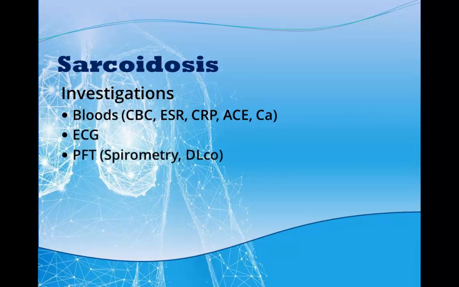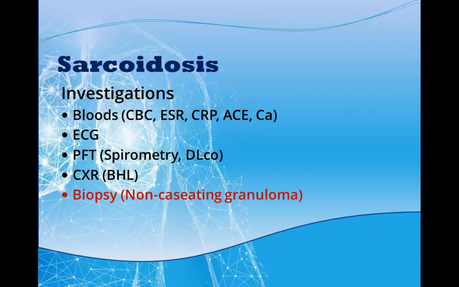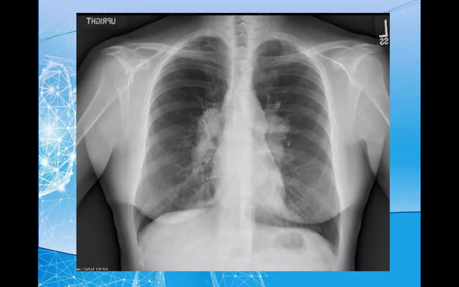Pulmonary function test will show a restrictive pattern. Chest X-ray is the best initial test as it will show us the bilateral hilar lymphadenopathy. And finally, biopsy is diagnostic and will show the non-caseating granuloma. This is how the chest X-ray looks. As you can see, the enlarged hilar lymph nodes on both sides.